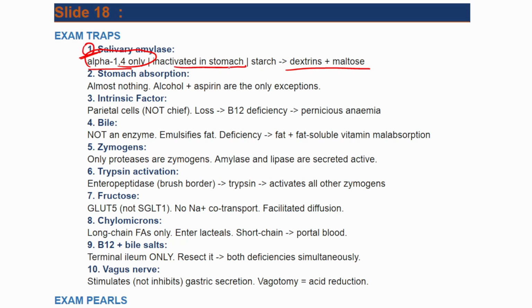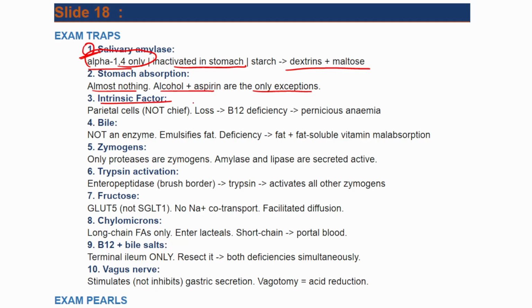The structural parameters of stomach absorption are restricted to almost nothing, establishing that alcohol plus aspirin function as the only distinct exceptions to this barrier rule. Now that we have marked the strict limits of gastric uptake, the summary flows organically into the critical cellular products synthesized inside the same mucosal wall.